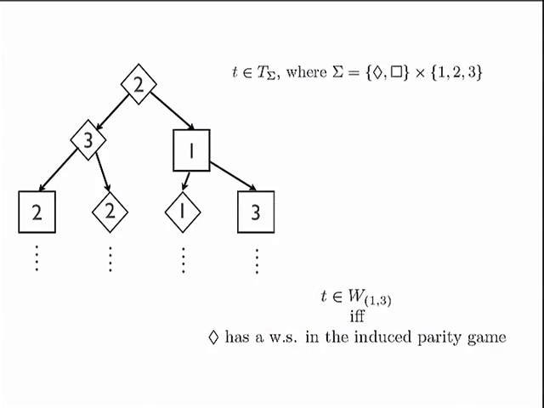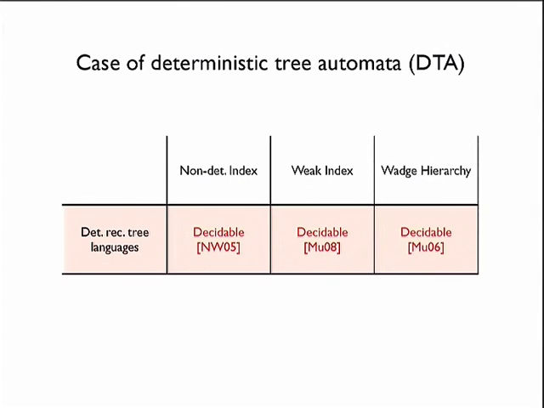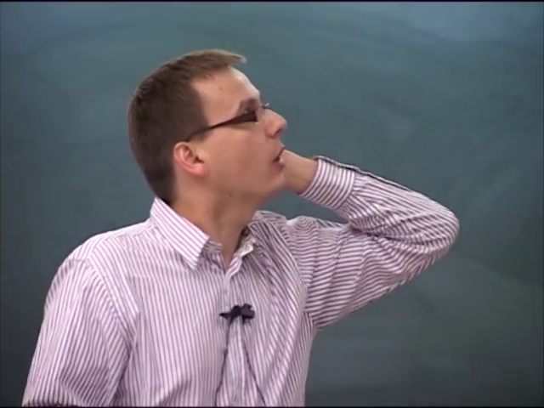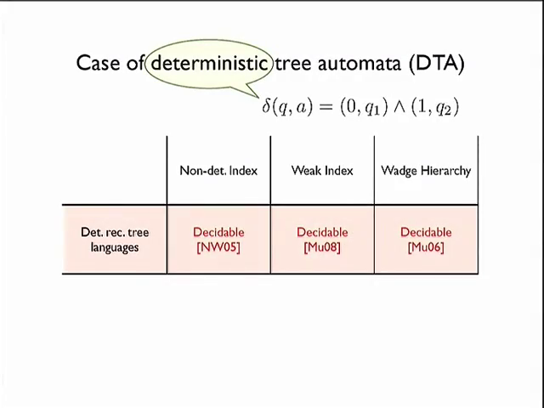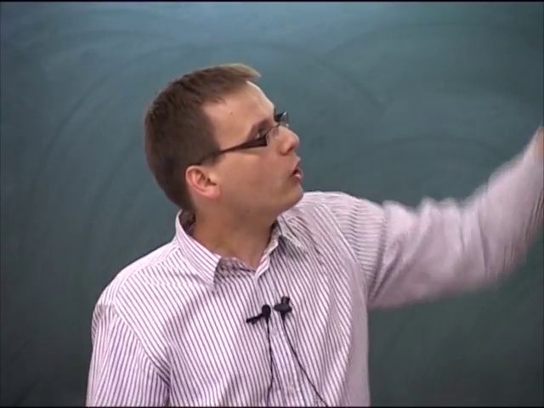So if this is settled, then the second question would be to decide the index. This we don't know. We know it for a subclass, a class of deterministic languages, so languages recognized by deterministic automata. What I mean by deterministic is that basically each transition is a conjunction of two pairs, 0-something and 1-something. So in other words, the existential player, the diamond player, has no choice, and box only chooses whether he wants to go left or right, but there is no choice about the state.